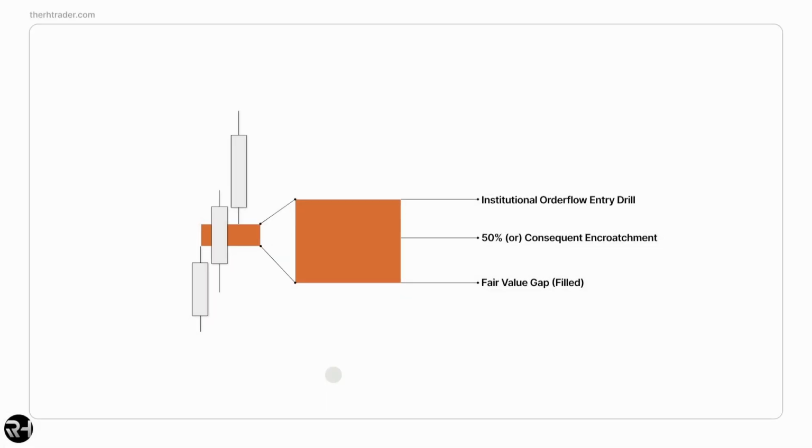So here's a quick recap. Fair value gaps are price inefficiencies created by aggressive moves. They get filled as the market seeks balance. They act as liquidity and serve as powerful entry triggers. And when you combine them with structure, liquidity, and time, you get high probability institutional setups. So start marking them, study how price reacts, and see which ones get respected and which ones get ignored.